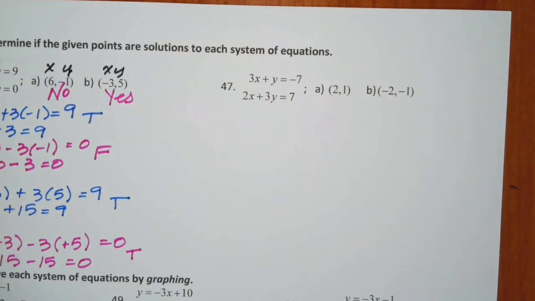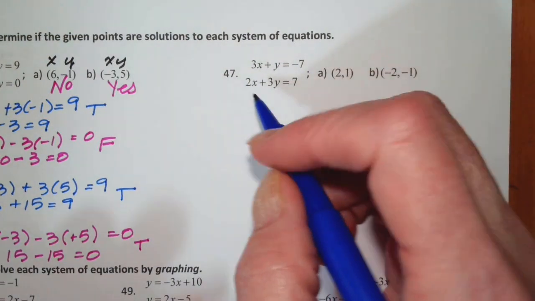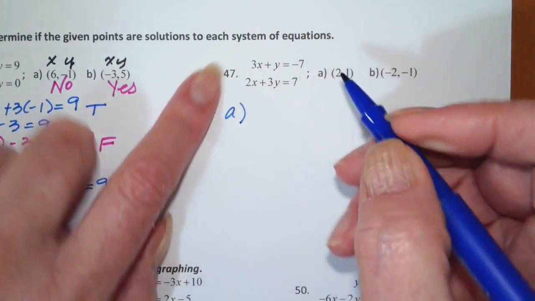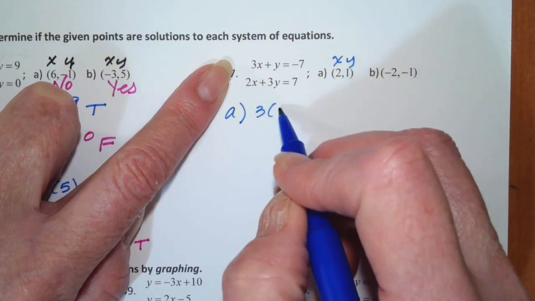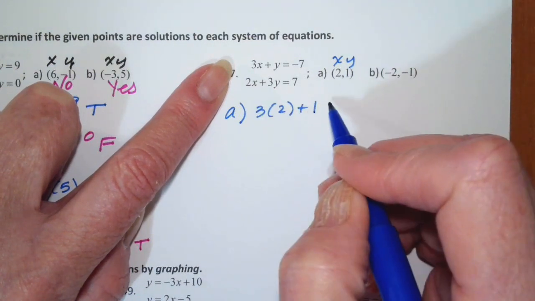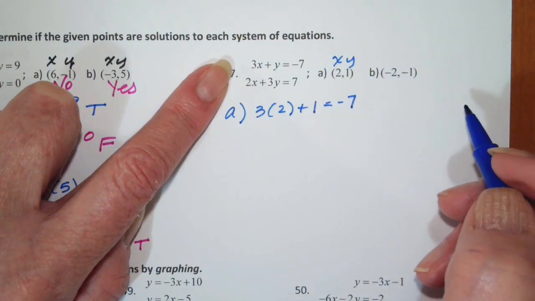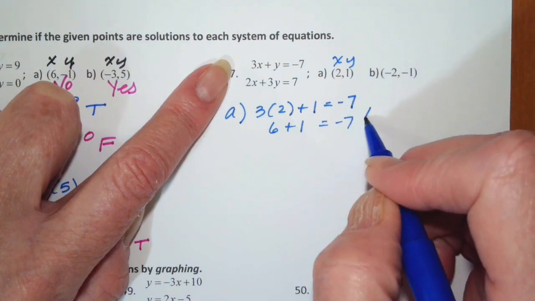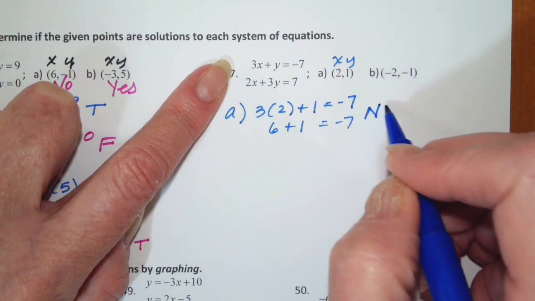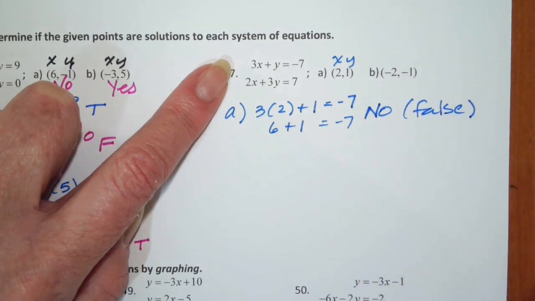Okay. 47, the same thing. We're just going to look at 2 different equations. All right, so for part A, this is x and this is y. So I want to know if 3 times 2 plus 1 is equal to negative 7. So 6 plus 1 is equal to negative 7. No. This is false. So I don't even need to go any further.